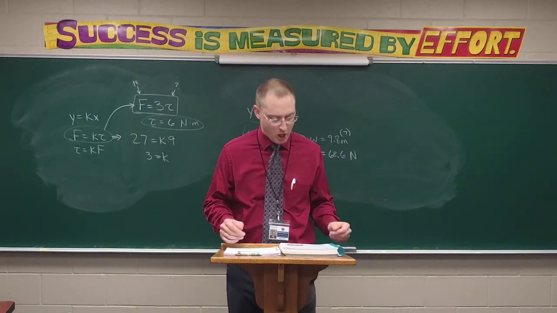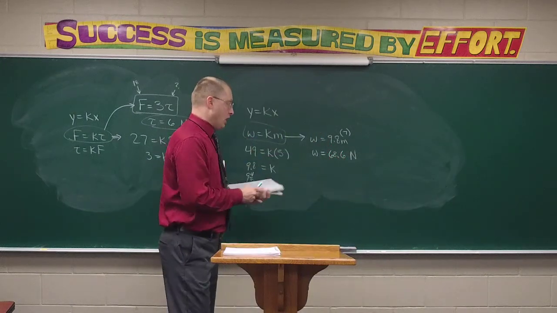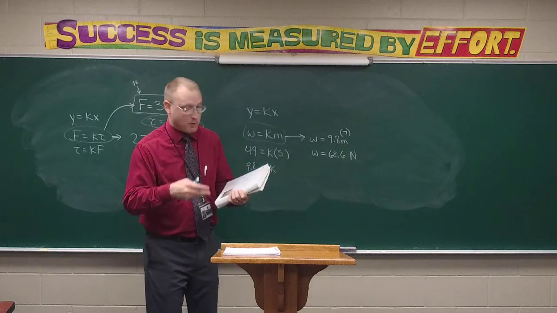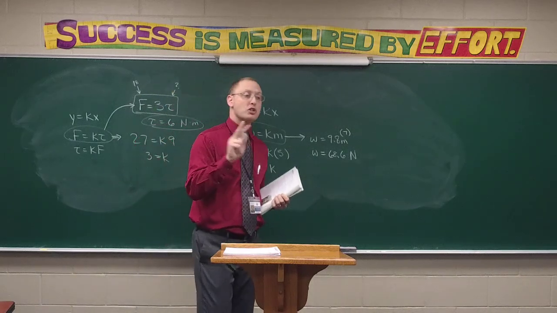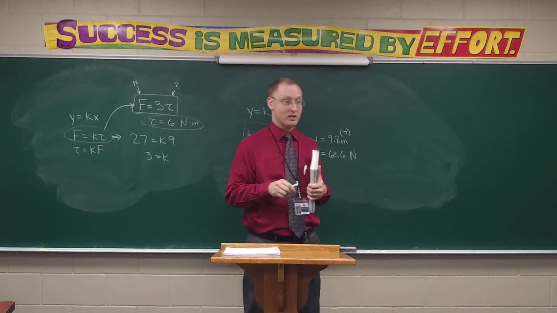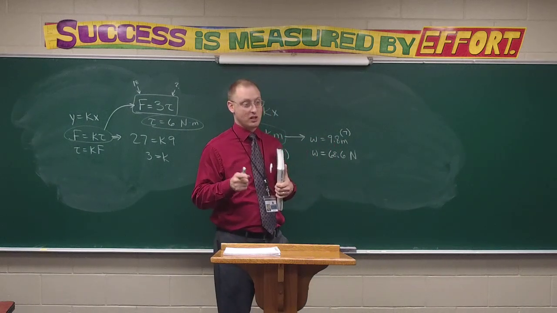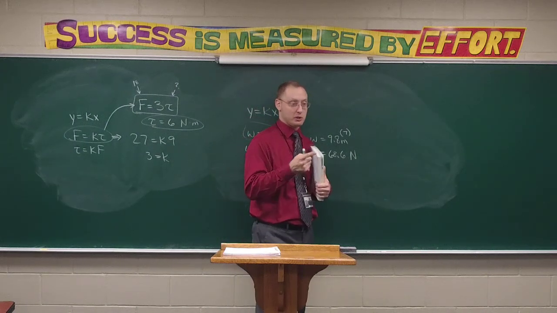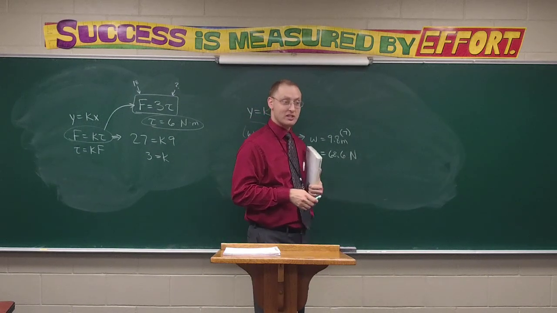Does that make sense? All right, so they didn't give you letters this time, right? The last time they gave us F and tau and W and M. You get to make up your own letters. What are the two things we're talking about in this problem, Genesis? The temperature and hot chocolate. Temperature and hot cocoa, right? So, what do you want to use for your letters for temperature and hot cocoa? T and H, all right?